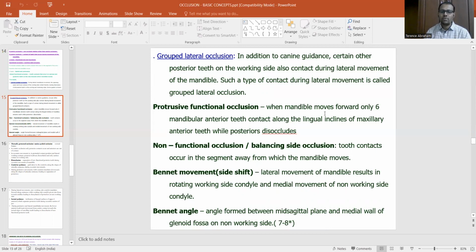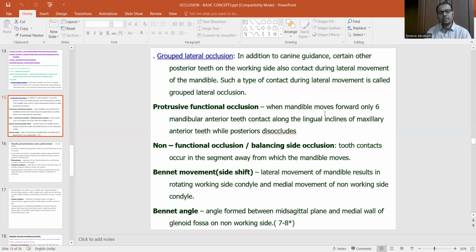Then coming to the non-functional occlusion, also known as balancing side occlusion. It is the teeth contact that occurs on the opposite side to which the mandible moves. That means there will be a disocclusion in the opposing side or non-working side from which the mandible moves.